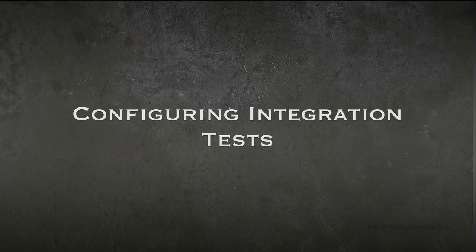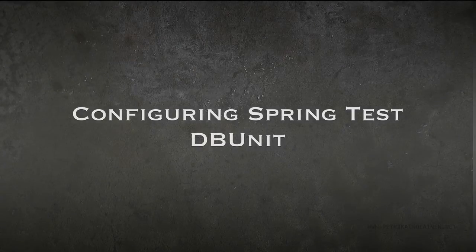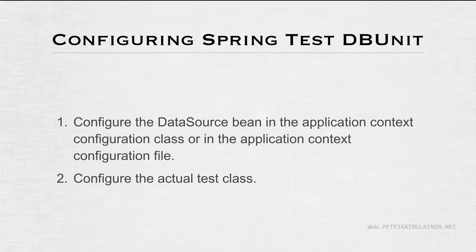Let's take a look at how we can configure our integration tests. We can configure our integration tests by following these steps. One, we have to configure Spring Test DbUnit, and two, we have to configure our integration tests. Let's start by configuring Spring Test DbUnit. We can do this by, one, configuring the DataSource bean in the application context configuration class or in the application context configuration file. And two, configure the actual test class.